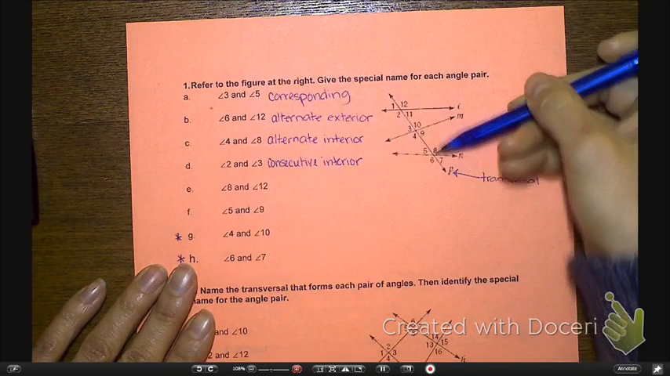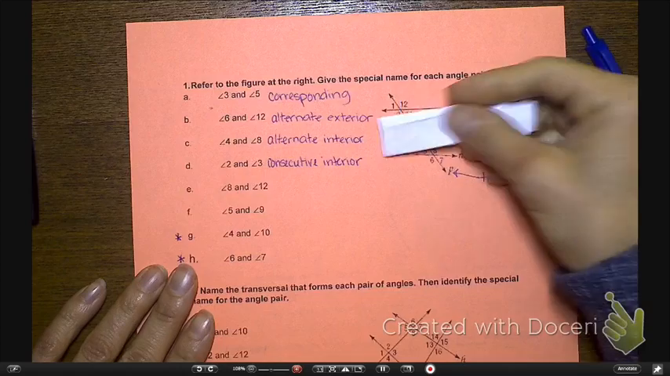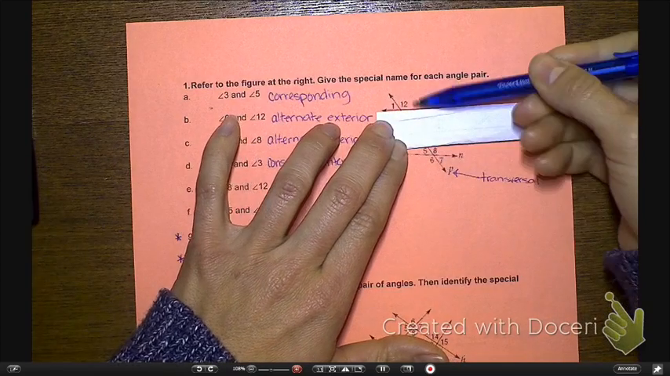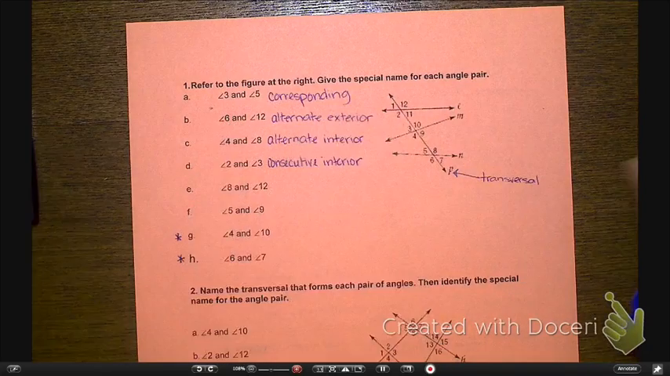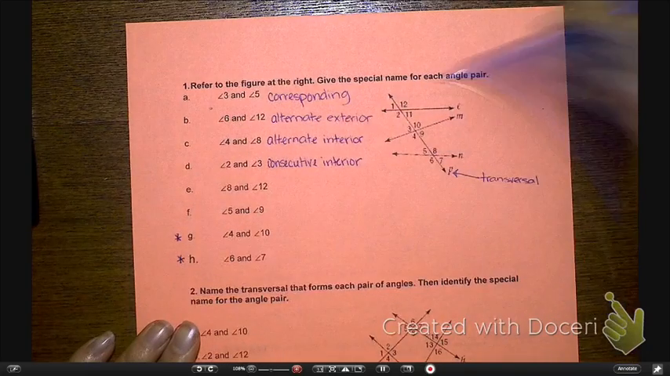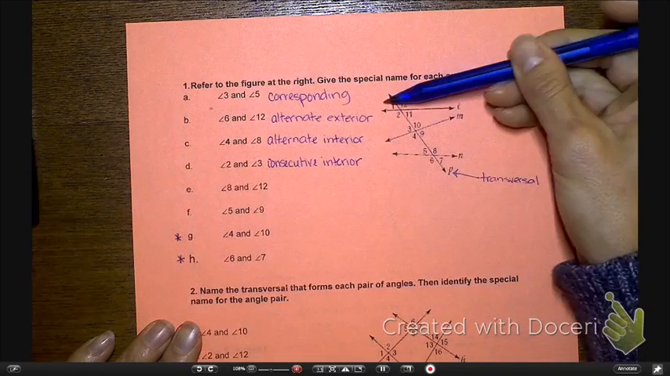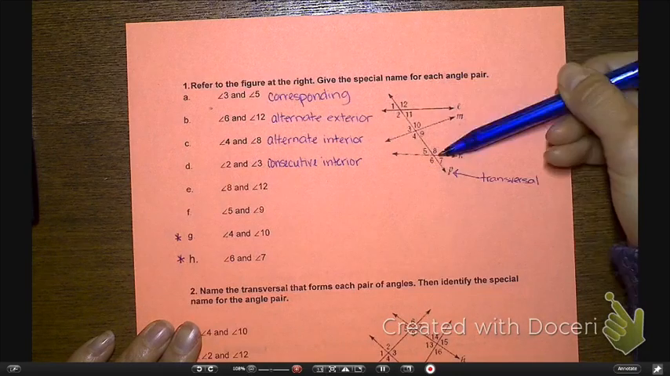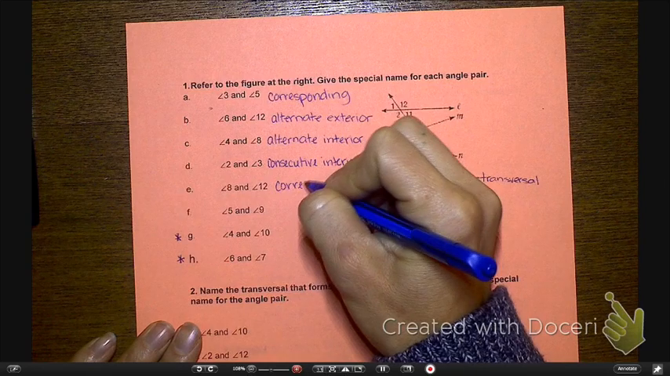8 and 12. Okay, if I'm looking at these, I can kind of cover up maybe some of this part. This one is inside, right? But this one's outside. So what is that when one's inside and one's outside? What do I want to check for? Corresponding. If I draw a box here and I draw a box here, are they both in the upper right corner? Yeah, okay. So how many of you got corresponding on that one?